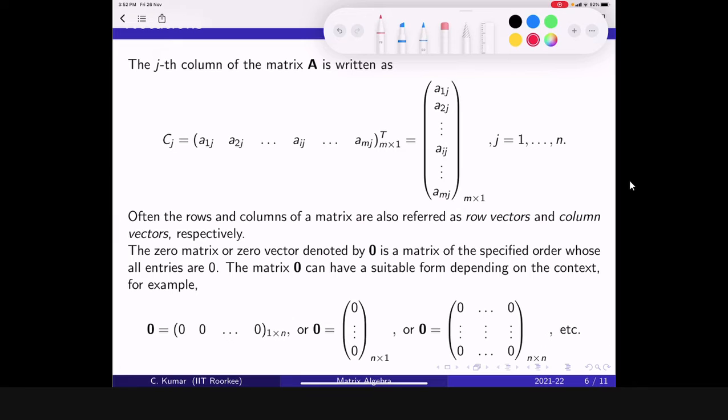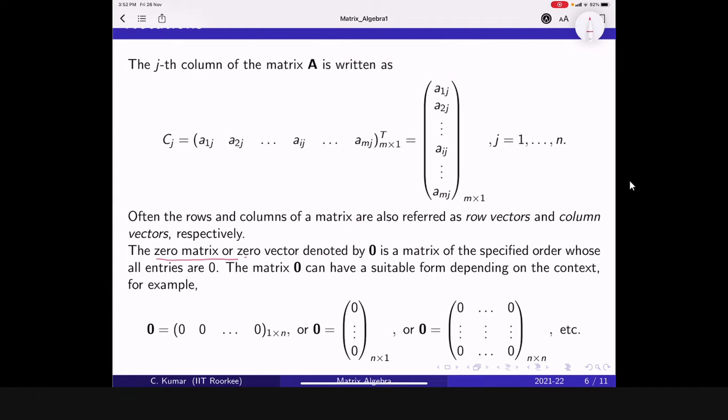Zero matrix or the zero vector will be denoted by the bold 0. Okay, so we are using the same notation without any confusion for the zero column matrix and zero row matrix, as well as the zero matrix of order n cross n. Okay, so same notation is used. So bold letter 0 stands for either this or this or this one.